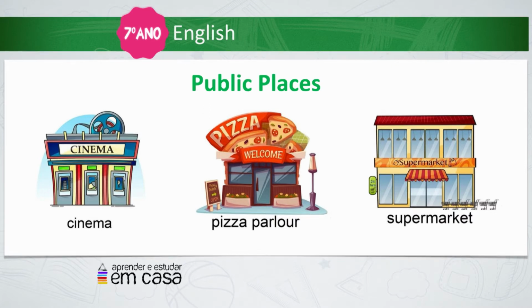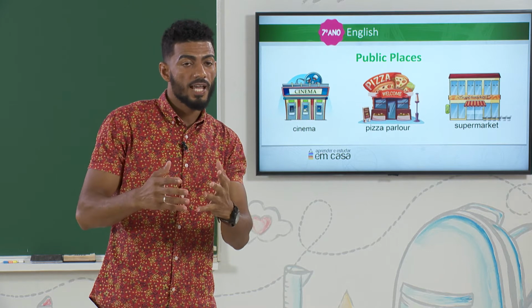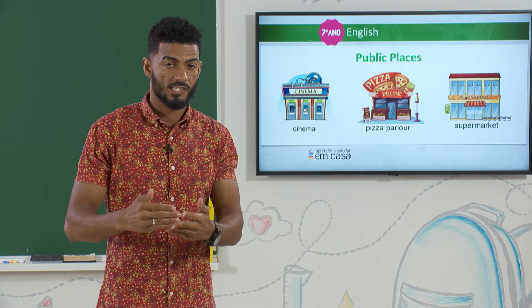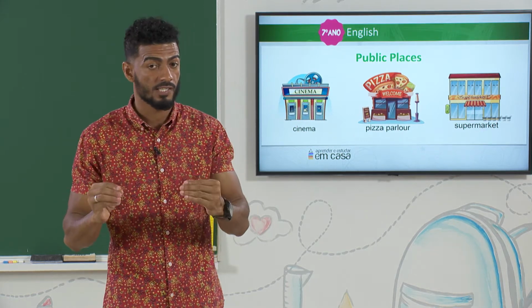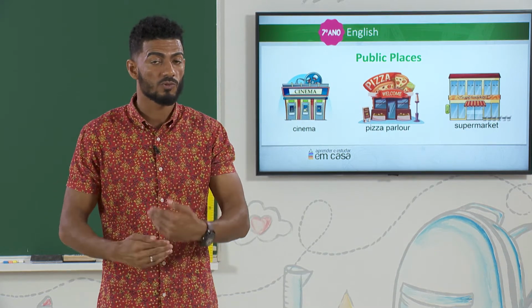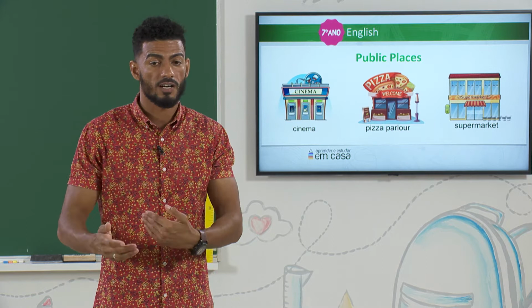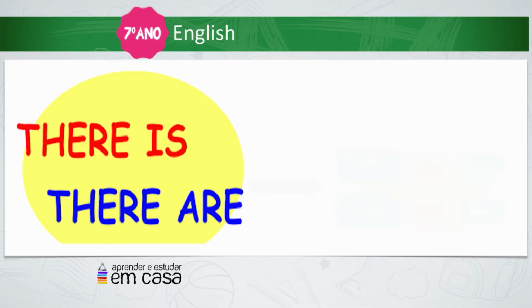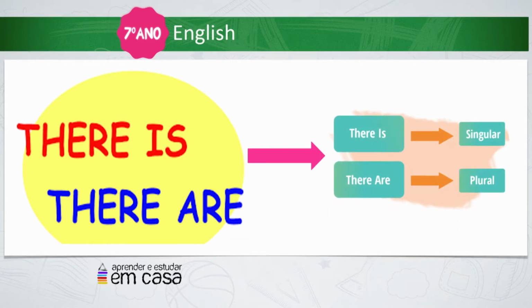Also, before we go, you know that when people ask you about the places you have in town, like public places, there is a specific vocabulary or expression that you can use to say there is or there are a school in my town. So let's see. The vocabulary that you use is there is and there are. We use there is for singular and there are for plural.